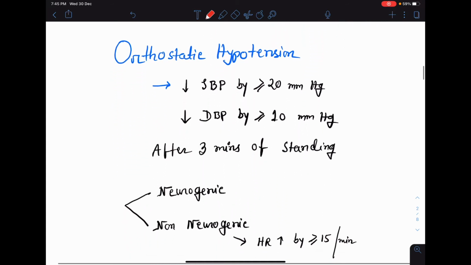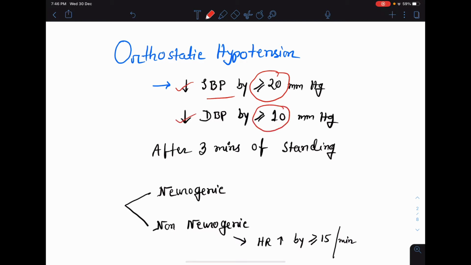So now let's talk about the management of orthostatic hypotension, which is the commonest autonomic dysfunction which we come across during our clinical practice. Now, what is orthostatic hypotension? Orthostatic hypotension means there is a reduction in systolic blood pressure by 20 mm of mercury or diastolic blood pressure by more than or equal to 10 mm of mercury after 3 minutes of standing.